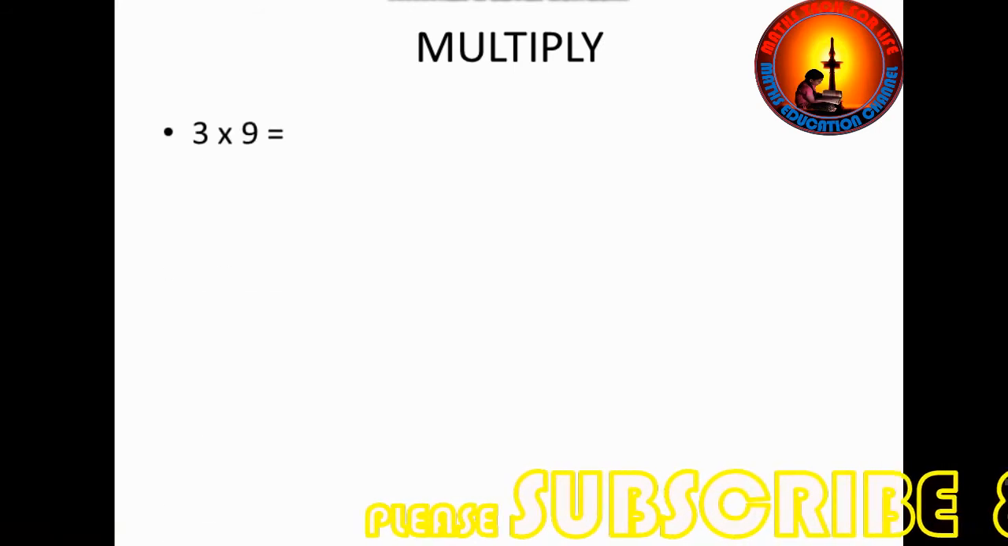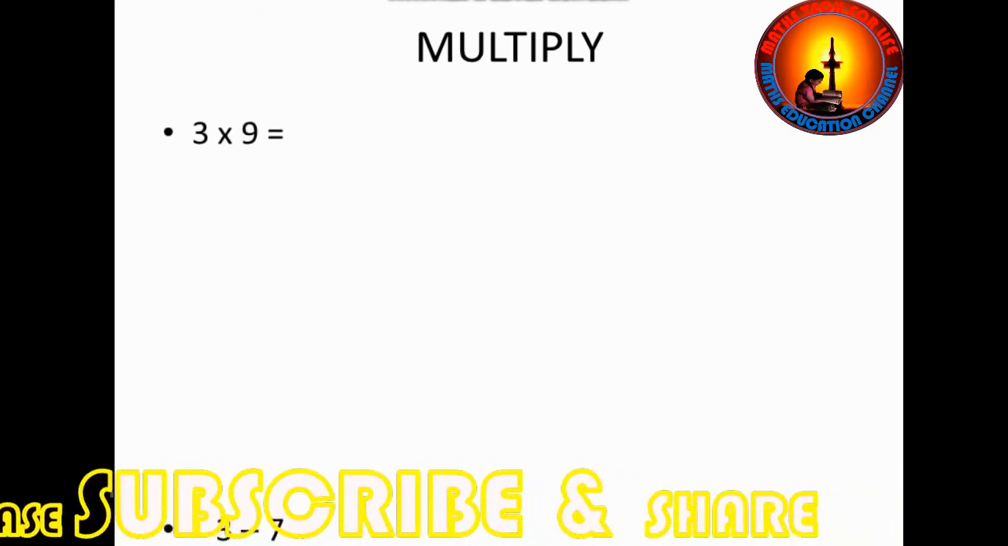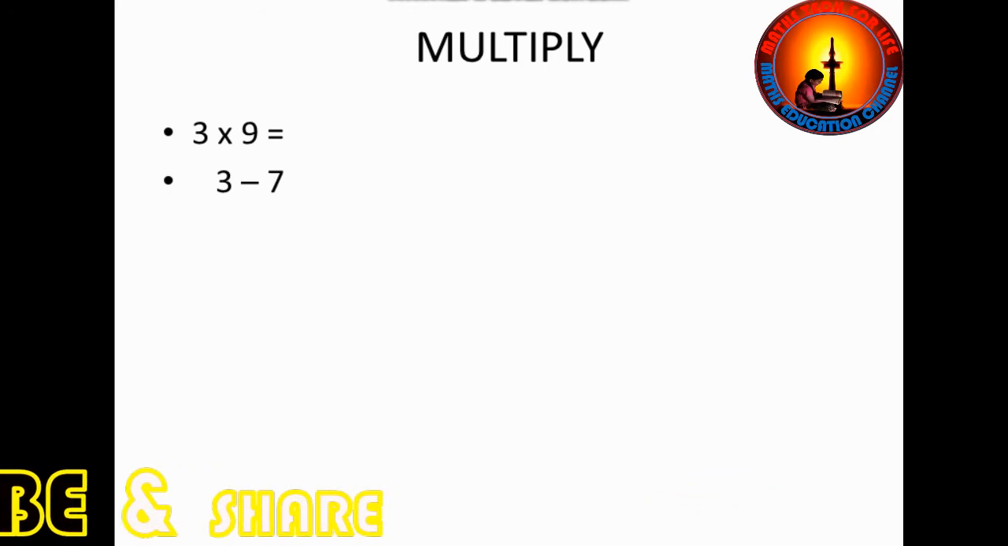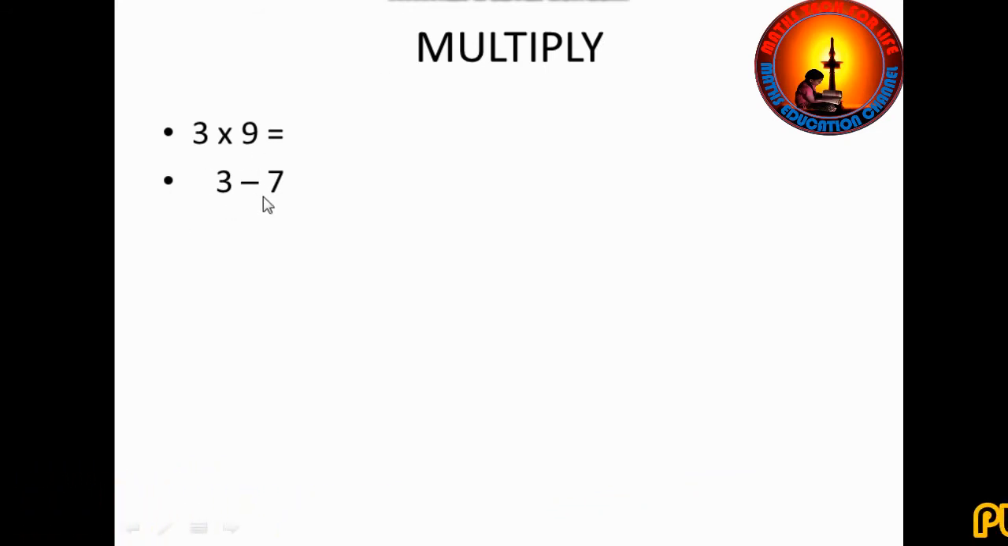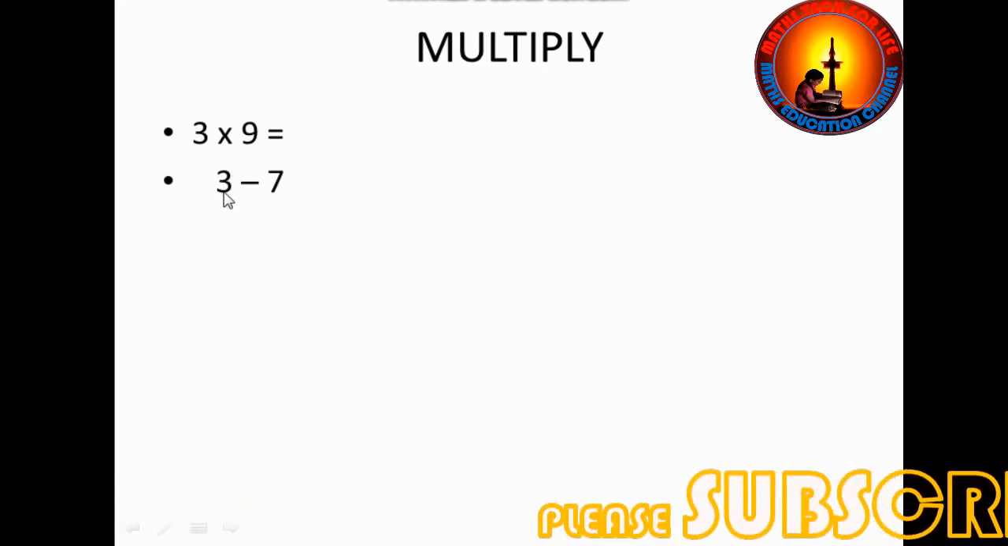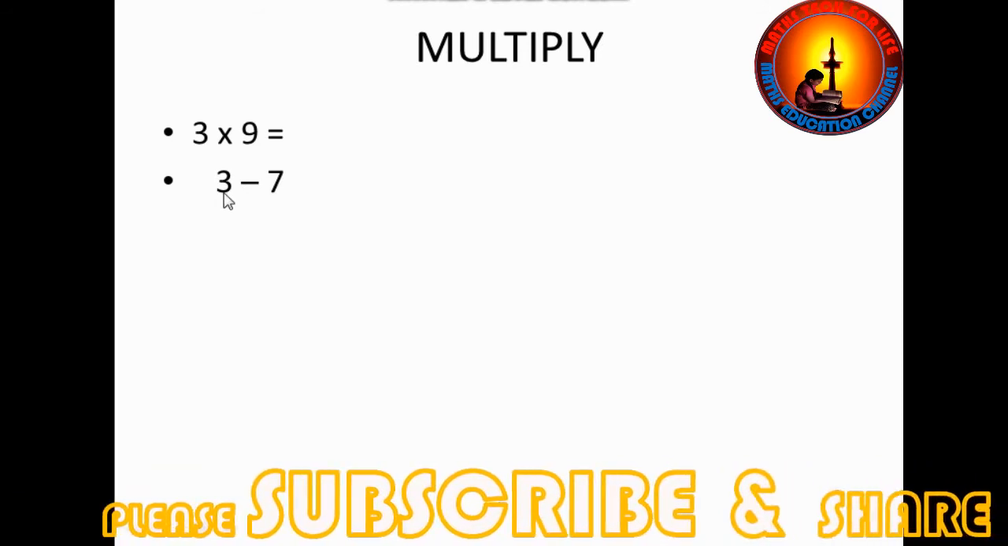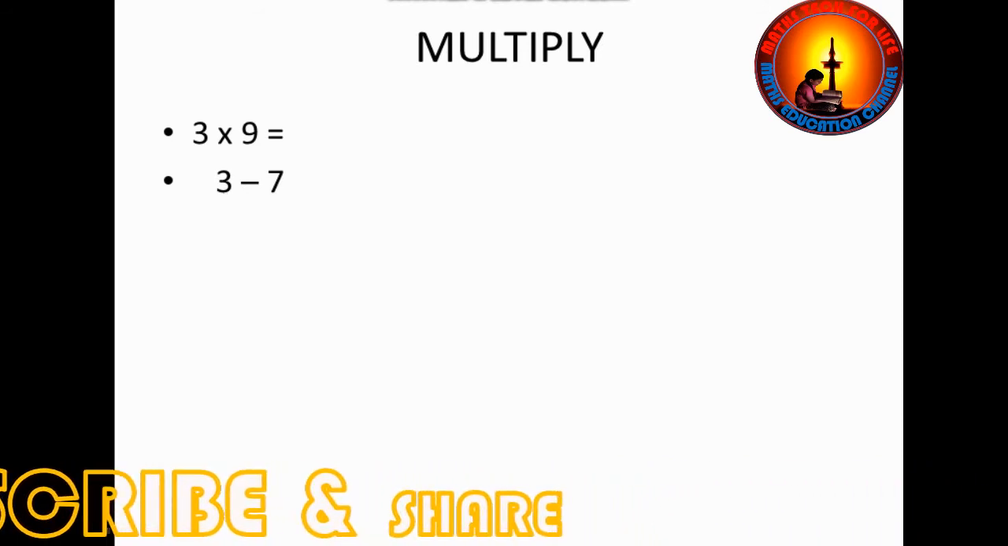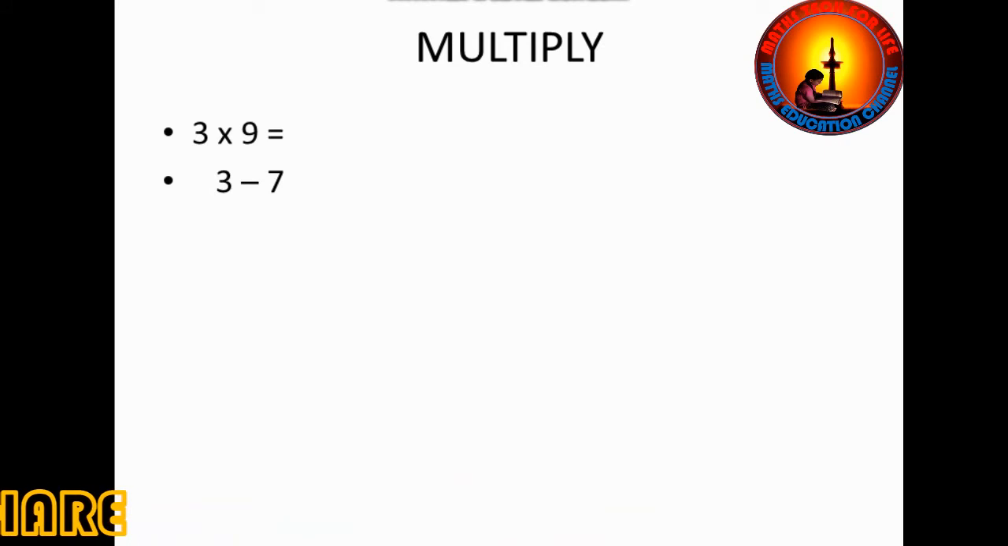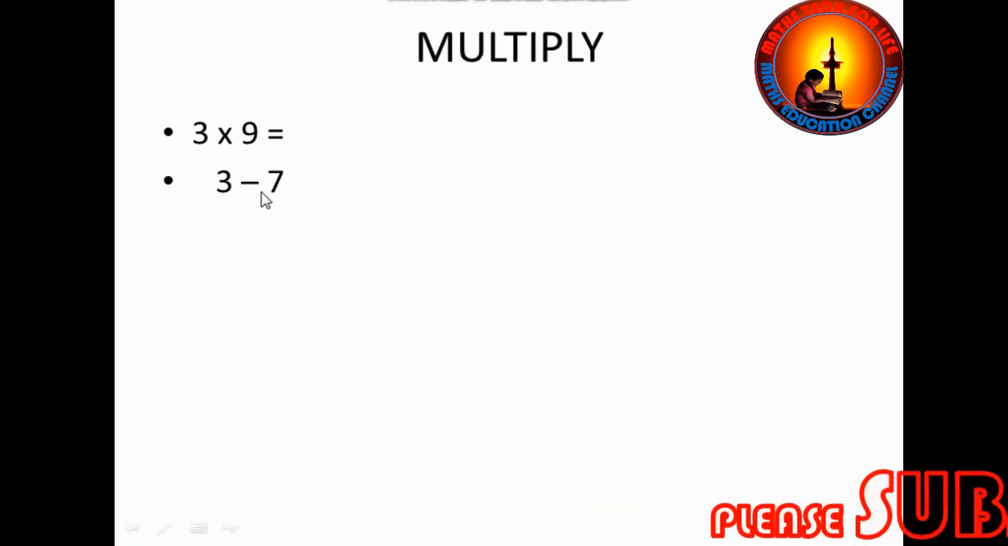The first question is 3 multiplied by 9. If you want to do this, first you have to think 3 and which number make 10. Or if you take your 10 fingers and fold 3, you will get the remaining number as 7. That means 3 is 7 less than 10. So we can write 3 and 7.